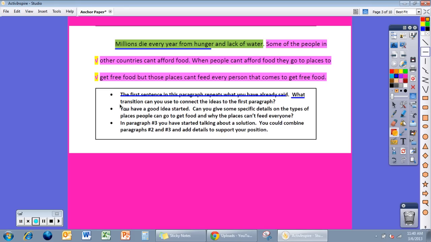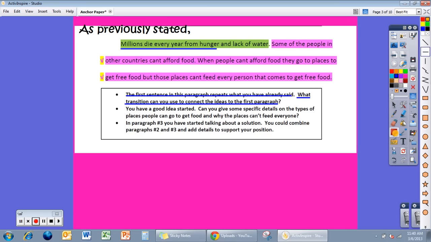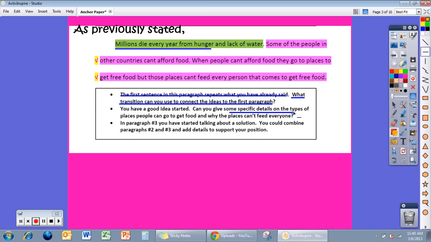So you need to have a transition word maybe that you could connect to the first paragraph, such as, I don't know, "as previously stated." You could say that. Or, you could just say it in a different way. You could also look at your specific details on the types of places that people can go to get food and why those places can't feed everyone. So you talked about places, but what kinds of places are you talking about? You need to think about where people go to get free food: soup kitchens or churches or charity organizations or wherever you can think of. Alright, so you've started talking about a solution. Okay, you could combine paragraphs 2 and 3 and add details to support your position.